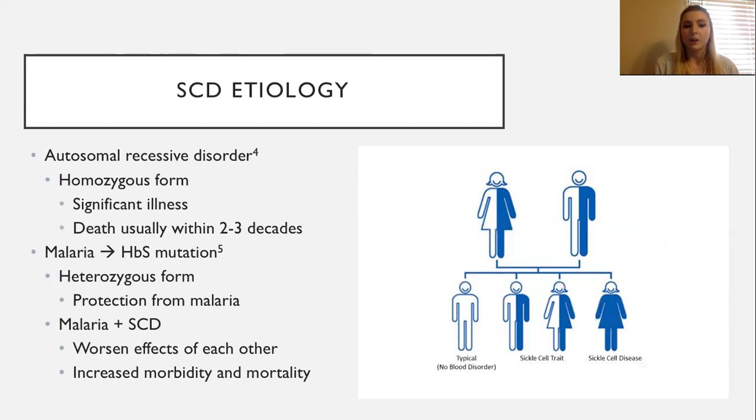The trait was thought to have come about from malaria because it is more common in those malaria-prone regions of the world. And also it has been found that people with sickle cell trait have about a 60% chance of not getting as sick and not dying as easily. They're protected about 60%. However, if you have sickle cell disease and then you also get malaria, they're going to worsen the effects of each other and increase your risk of illness and death.